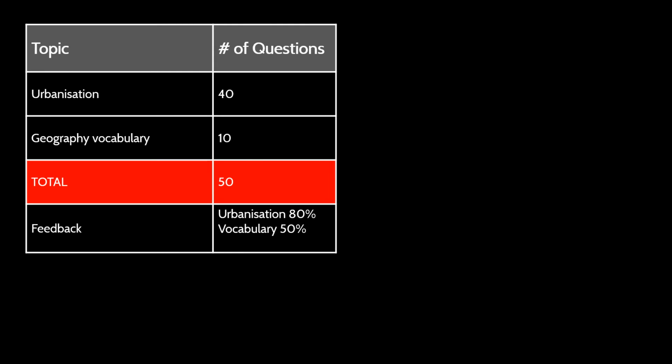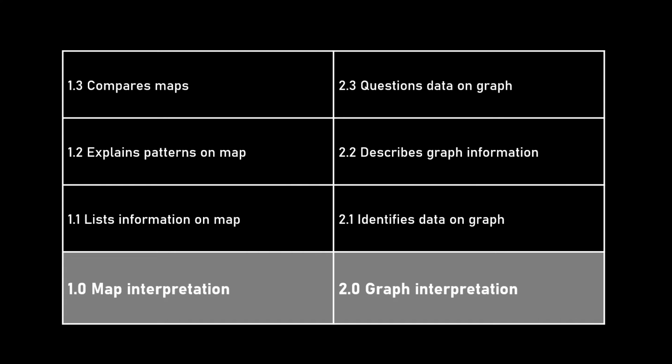So now, these are just tests with content knowledge. However, a lot of tests also have skills involved. So let's imagine that we've got two skills that we want to assess in our test as well, and they are these two skills: map interpretation and graph interpretation.